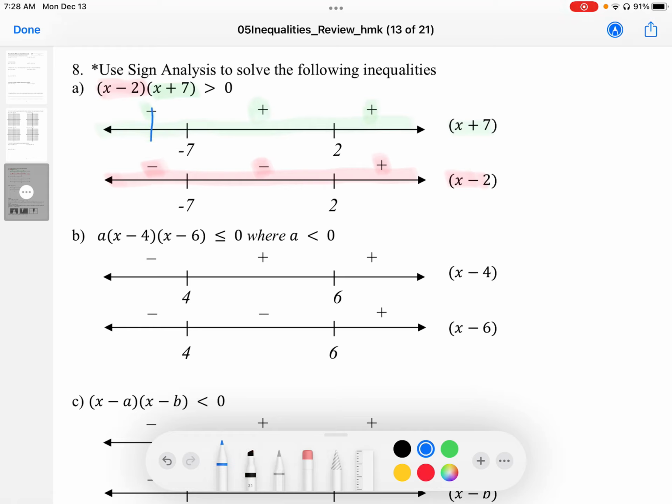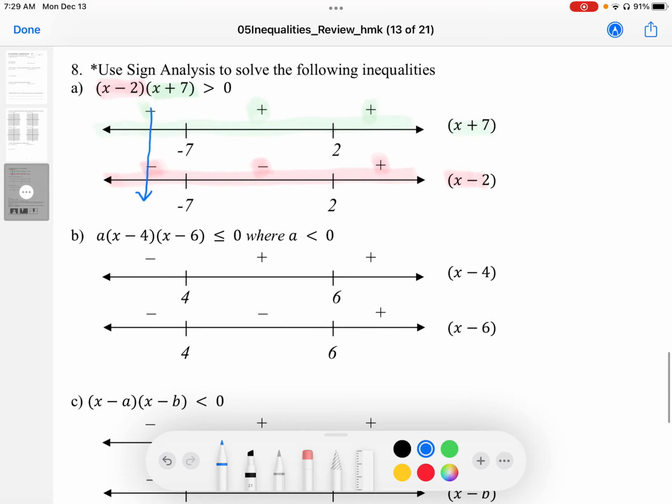So if I take a look at this through here, on the left of negative 7, we have negative negative, which gives us positive. That means it's greater than 0. So that is going to be part of our solution set. So I know that my solution for this is going to be x is less than negative 7. Okay, so this is part of my solution.